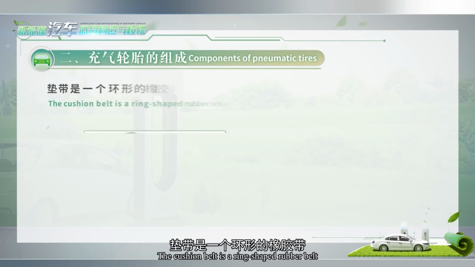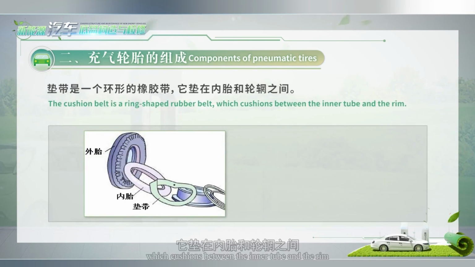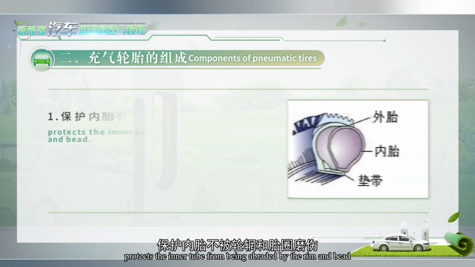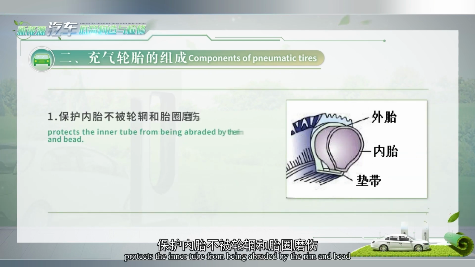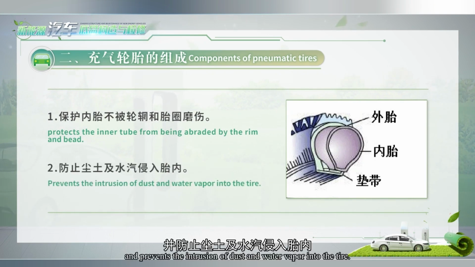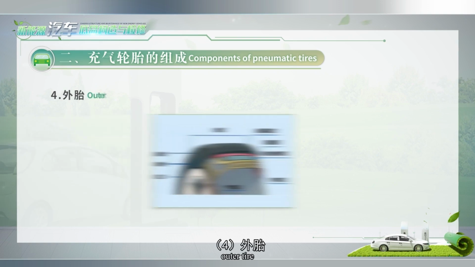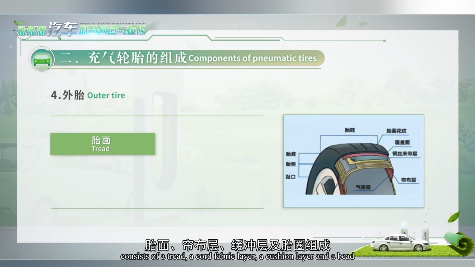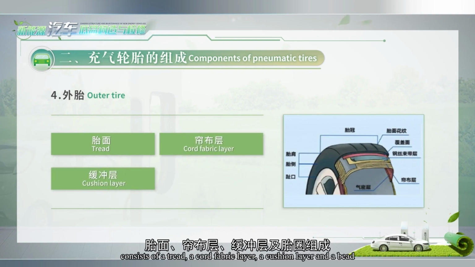The cushion belt is a ring-shaped rubber belt which cushions between the inner tube and the rim, protects the inner tube from being abraded by the rim and bead, and prevents the intrusion of dust and water vapor into the tire. 4. Outer tire. An outer tire consists of a tread, a cord fabric layer, a cushion layer, and a bead.